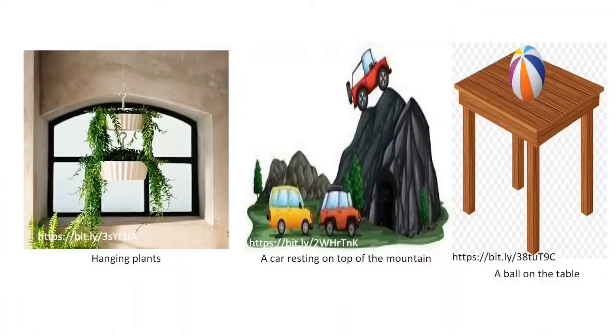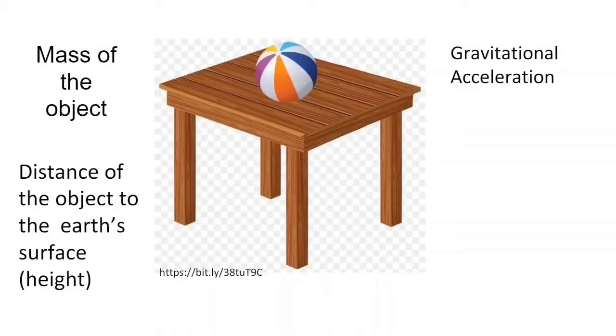Now, which of these pictures has the potential energy? Correct! All of these possess potential energy. Now, think of a ball on the table. The picture number 3. It has the potential energy. Once the ball falls, the ball has the potential to move objects along its way.